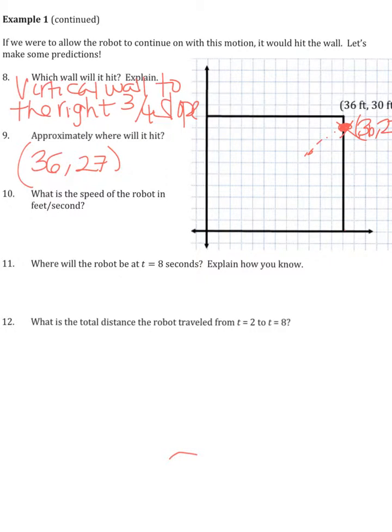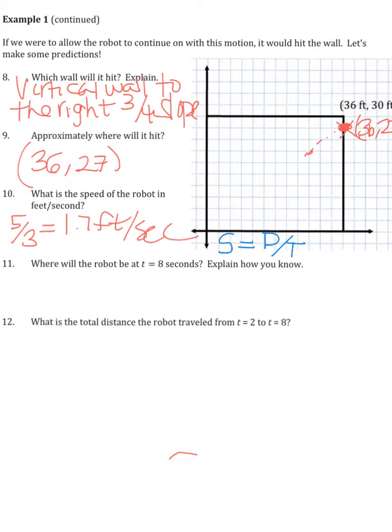So what is the speed of the robot in feet per second? So we already know that it's traveling 5 feet in 3 seconds. So if we take 5 and divide it by 3, we get 1.7 feet per second. FYI, speed is a formula that's equal to distance divided by time.